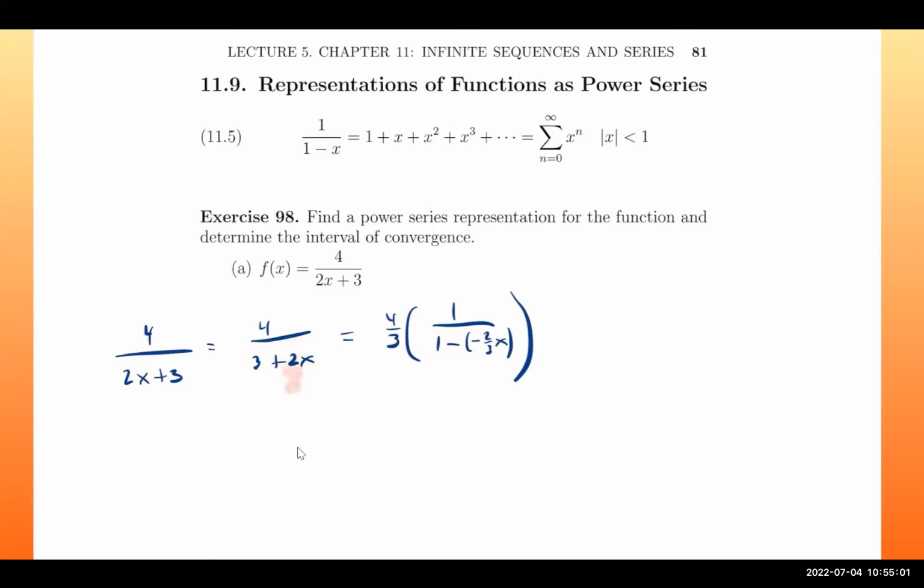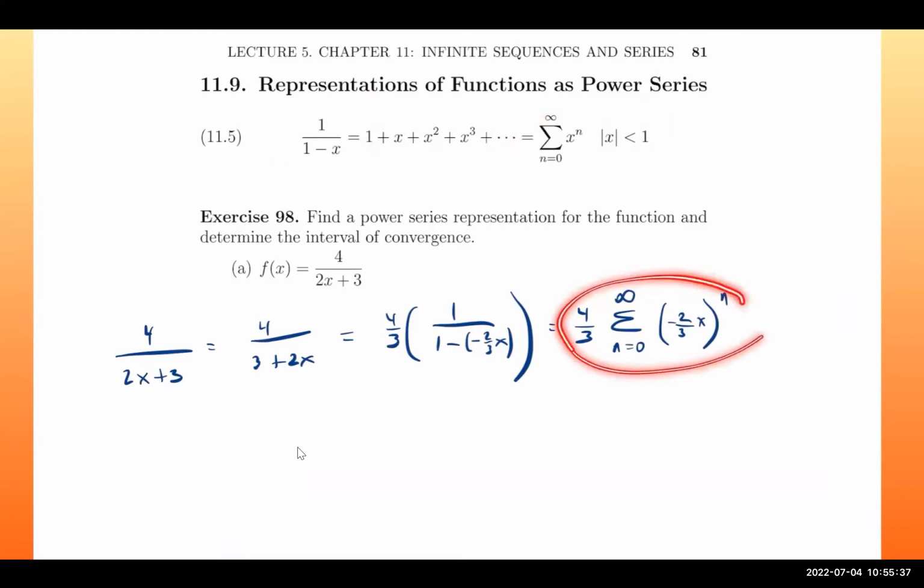If you factor out a 3 from this term, you get 2 thirds, and then I made this a double negative instead of a plus, so that it looks like that. So this becomes this. So now we can say that this power series will look like this. 4 thirds, and we're going to have the sigma as n from 0 to infinity of negative 2 thirds x to the nth power. We're just using this definition now, or this theorem.